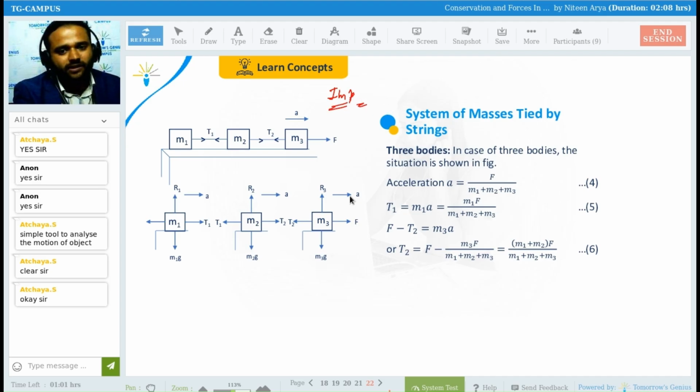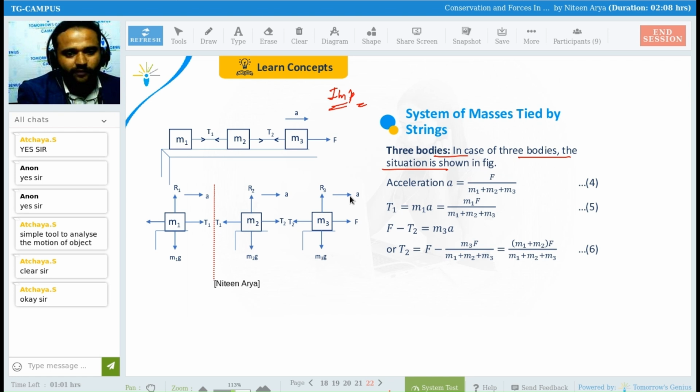System of masses connected by string. Now we take 3 bodies. In case of 3 bodies, the situation is shown in the figure. Everything remains the same. It is just the simple scenario, where we do the FBD for 3 things instead of 2. And one main thing: on each particular mass, the acceleration is going to be in the right-hand direction.